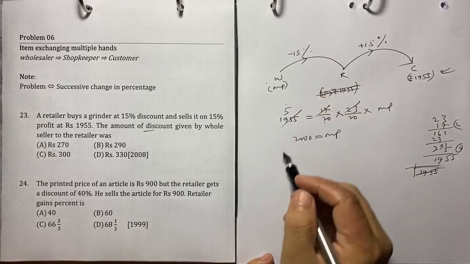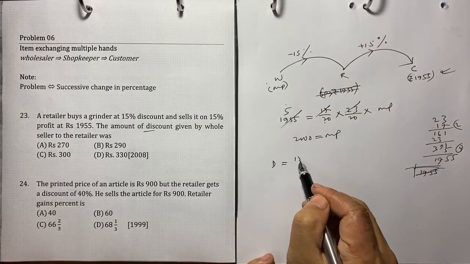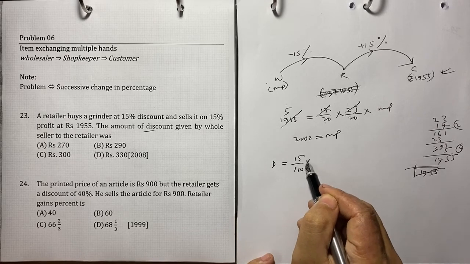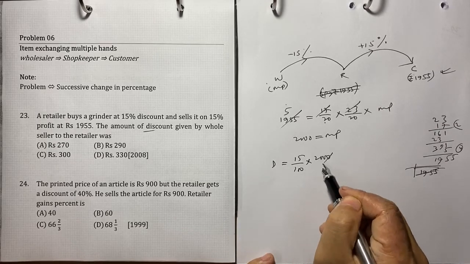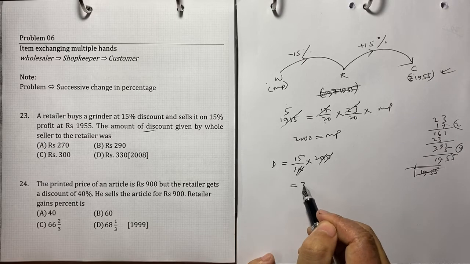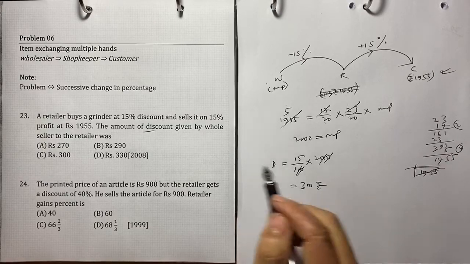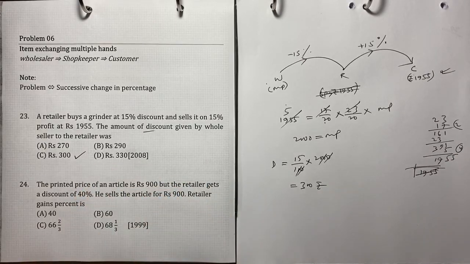The discount equals 15% of 2000, cancel, and I get 300 rupees. So this will be the answer.